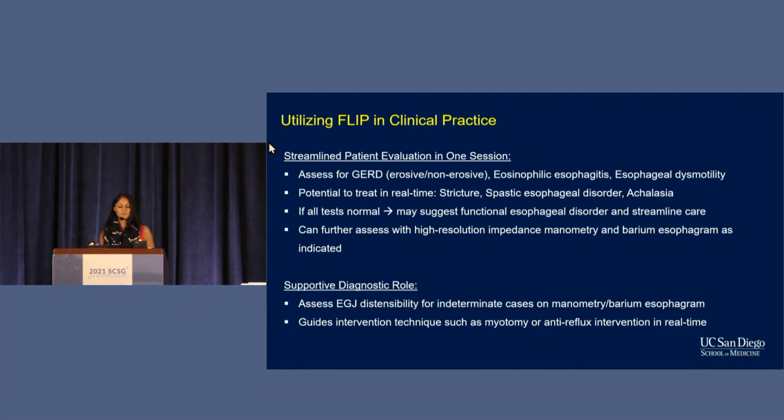And then the other area that FLIP is very helpful is it's a very important supportive tool. So we've talked about how it can help assess the EGJ distensibility when you have indeterminate or equivocal findings on manometry. And then also it can really help tailor your intervention, whether it's a myotomy or an anti-reflux intervention.